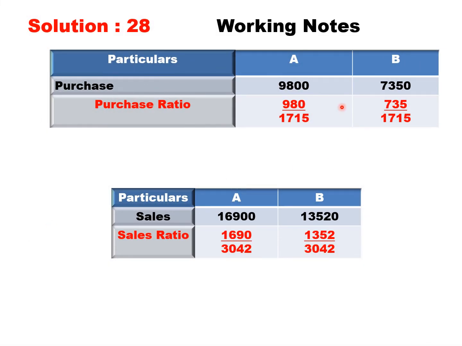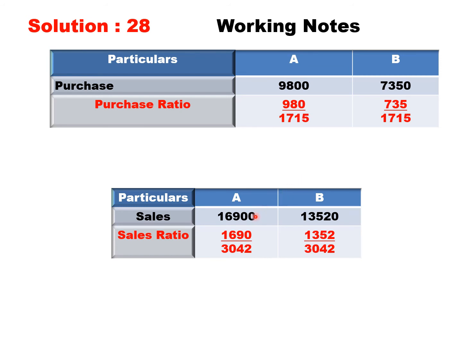Students, the purchase ratio: purchases of A 9,800 and purchases of B 7,350. You can't simplify this further, so just cancel one zero. So the ratio will be 980 is to 735. I mean, for A it is 980 divided by 1,715, and for B it will be 735 divided by 1,715. How did you get 1,715? 980 plus 735.